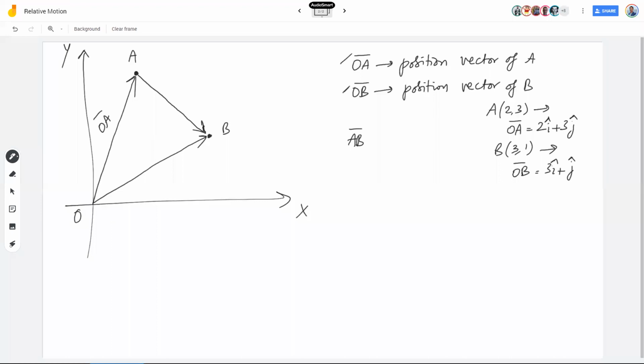Don't worry about the formula, Kaushik. We are still learning the concept. Don't worry about the formula right now.